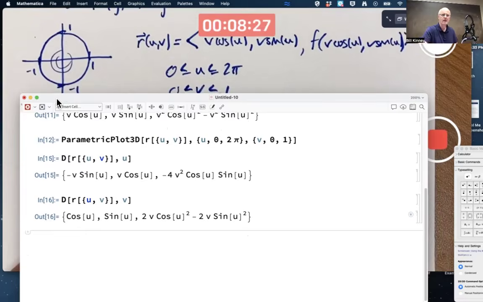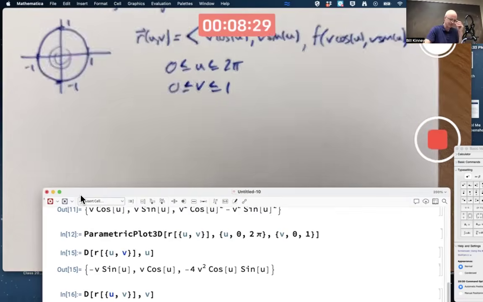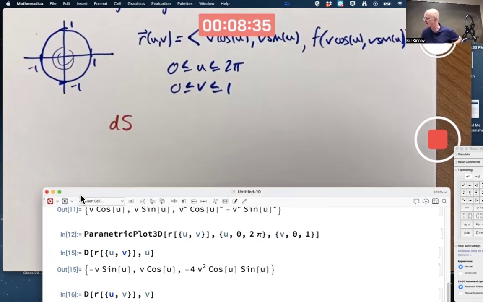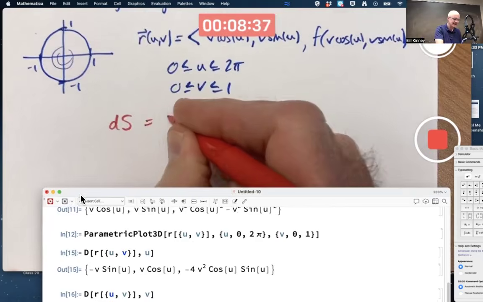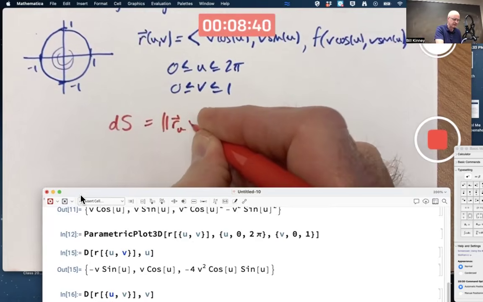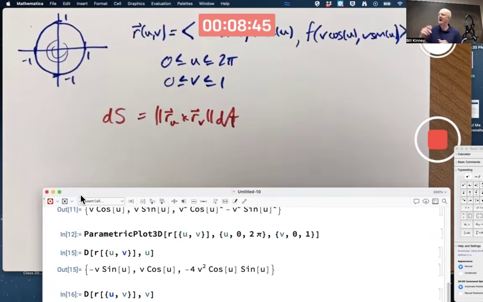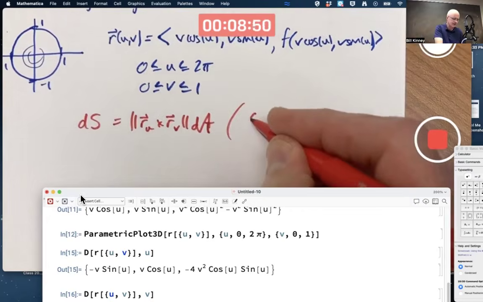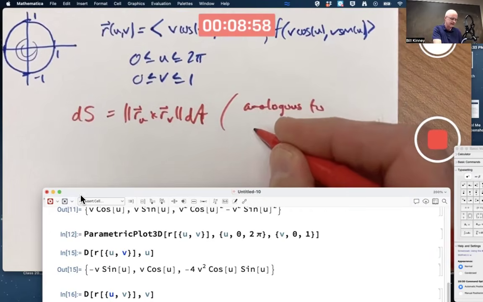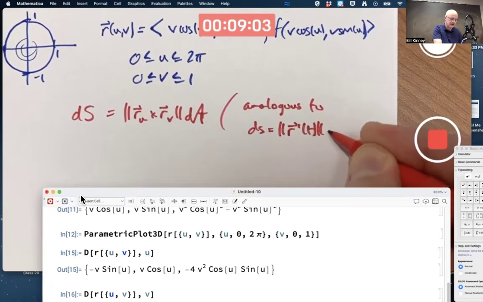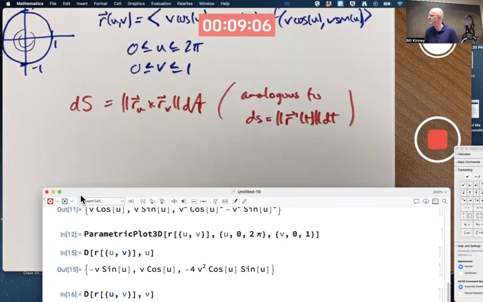Remember, what we're ultimately after here is the thing that's labeled dS, small element of surface area, which is the magnitude of the cross product of these derivatives, dA. It's very analogous, by the way, to d little s equals magnitude of r prime of t dt for parametric curves. Very much analogous to that, actually.